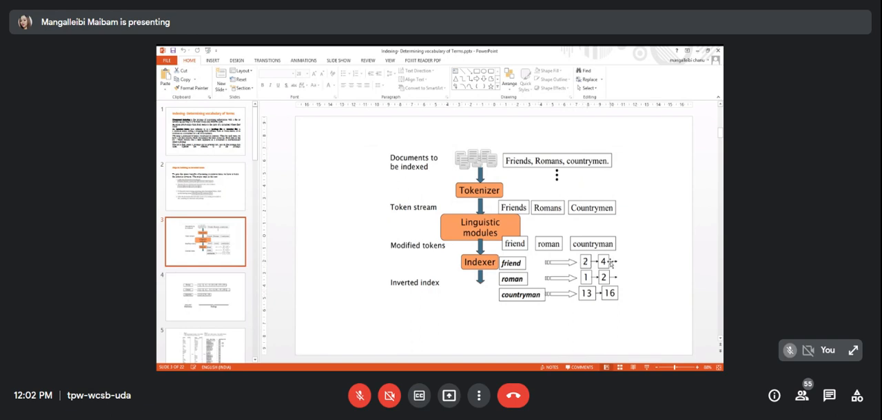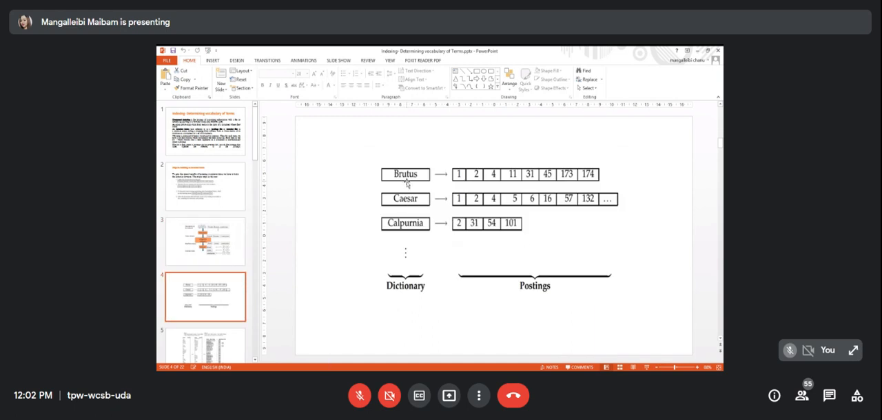This is nothing but your locations, and this is known as postings. And this side, friend, Roman, countryman, is your dictionary. The complete file is known as the posting file. An example is shown here: Brutus, Caesar, Calpurnia. For Brutus, we have the locations of Brutus. It is there in document 1, document 2, 4, 11, and so on. For Caesar and Calpurnia also, we have different locations. This part is postings, this part is dictionary.